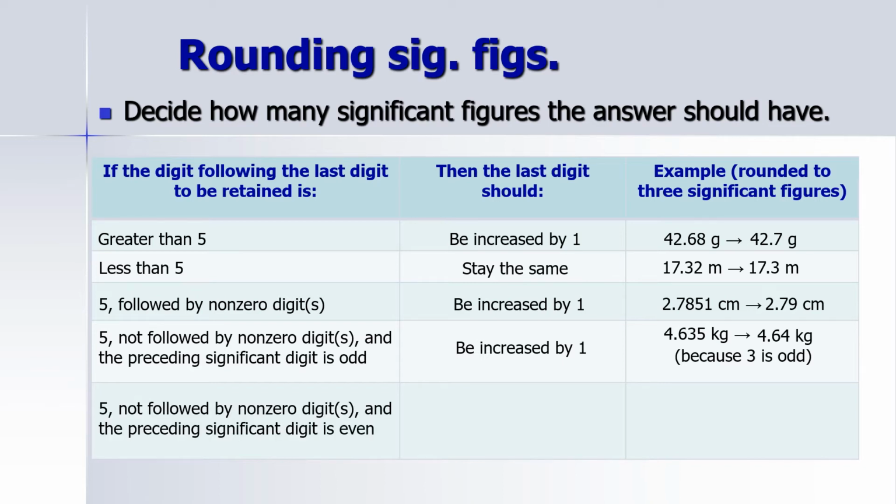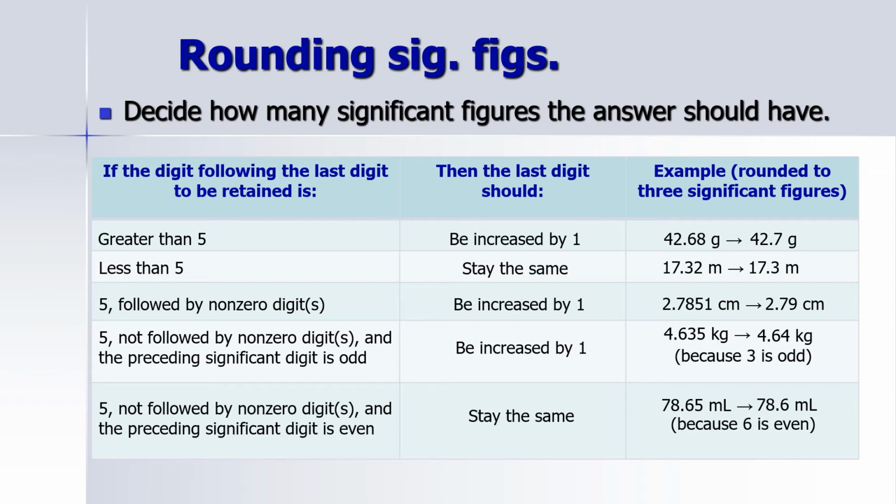And if we have a 5 not followed by any non-zero digit and the number before the 5 is an even number, then it just stays the same. For example, if we have 78.65 milliliters, we want to round this to 3 sig figs, so we want to keep 7, 8, and 6. The next number is a 5, not followed by any non-zero digit. We look at the previous number, the 6, which is an even number. So that 6 can just stay the 6, and our final answer will be 78.6 milliliters.